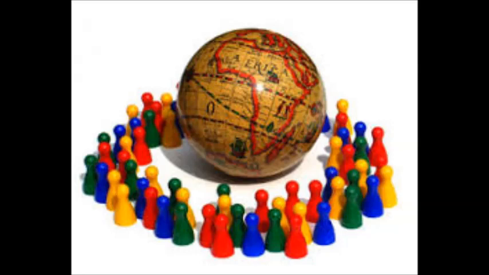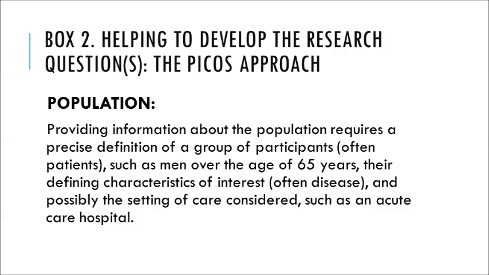P is for population. This is a precise definition of the population of a group of participants, their defining characteristics of interest, and possibly the setting. This is probably the easiest element to define.